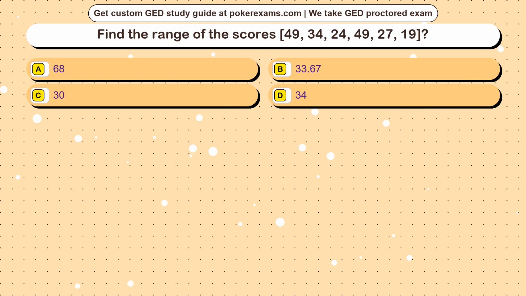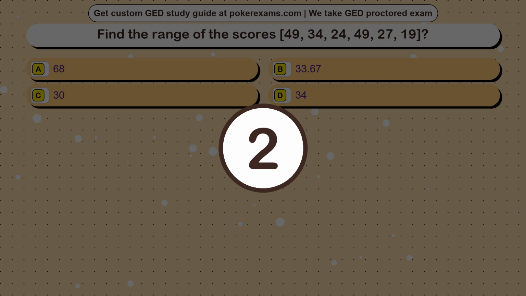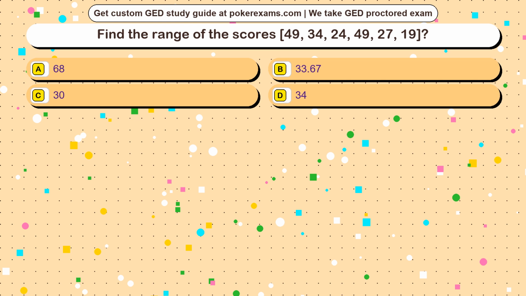Question 4. Find the range of the scores 49, 34, 24, 49, 27, 19. Option A 68. Option B 33.67. Option C 30. Option D 34. The correct answer is option.